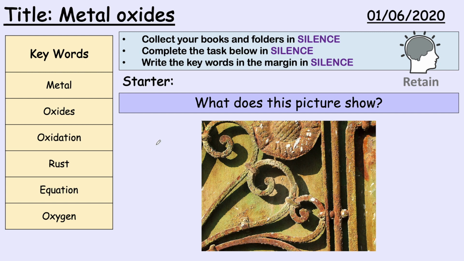Well, this picture here shows rust. Now hopefully you guessed that. What you might not know is that iron is the only metal that rusts. Lots of metals react with moisture and oxygen in the air and form a similar thing, but we don't call that rust. We say that the metal has oxidized, and that's what we're going to focus on in today's video.